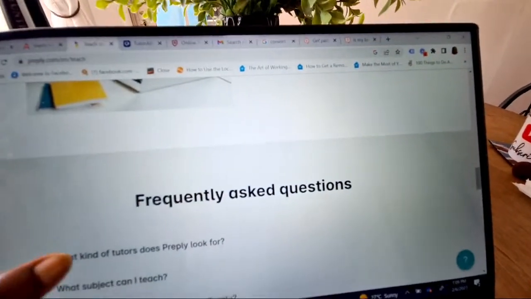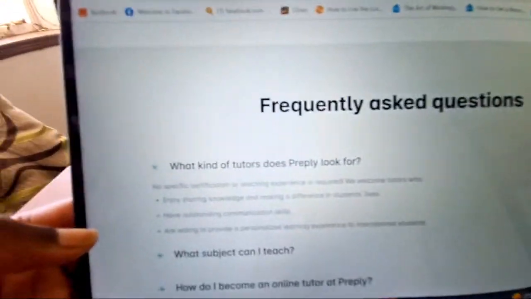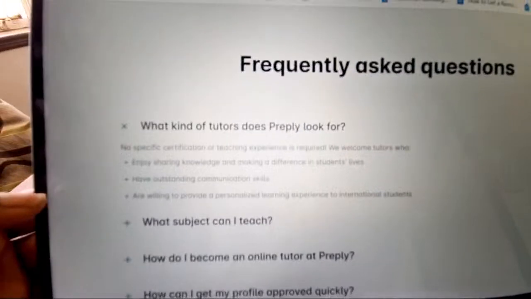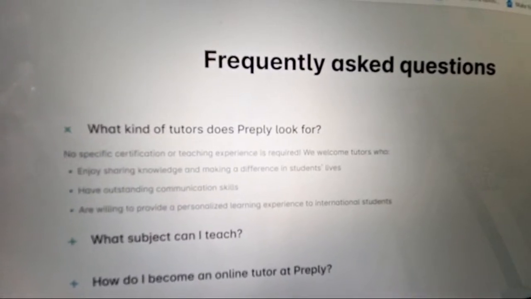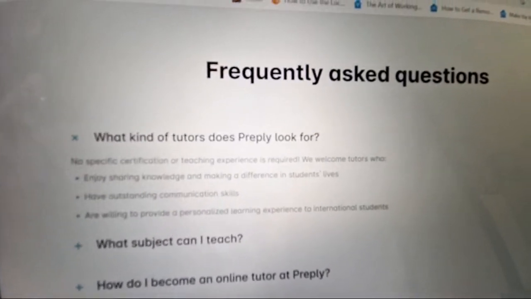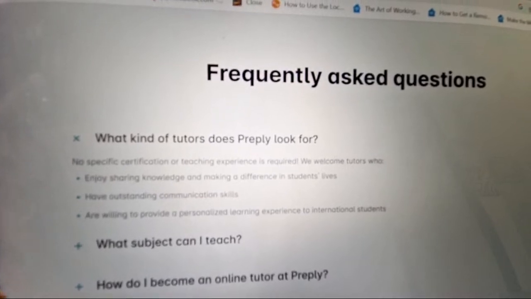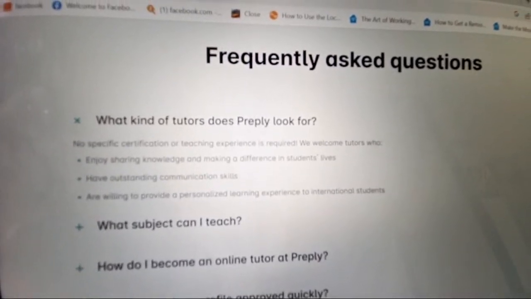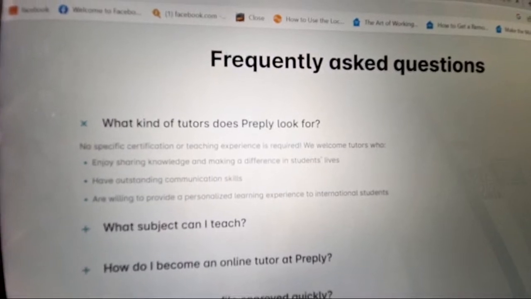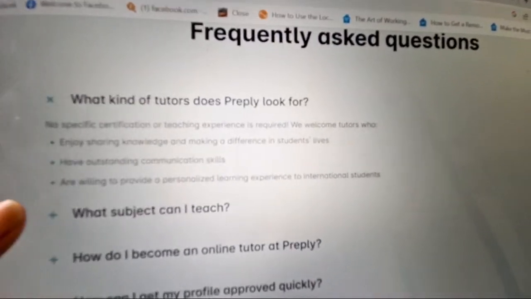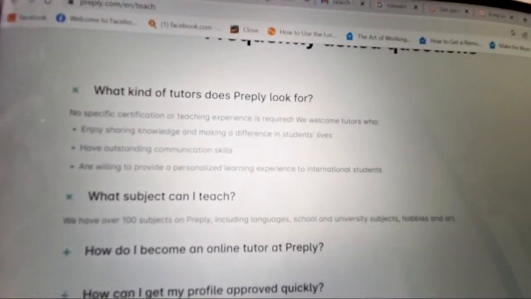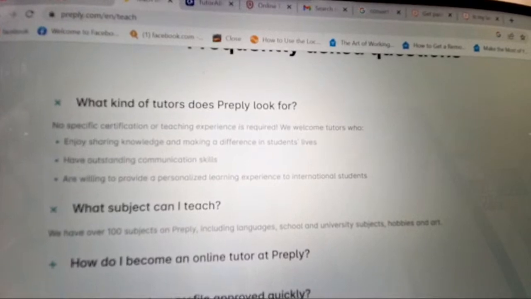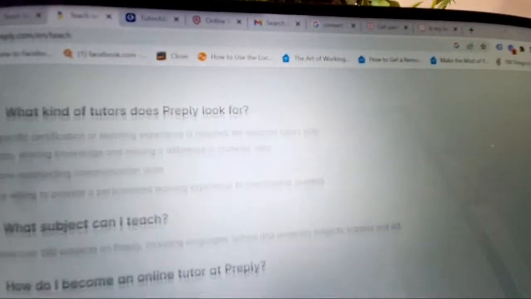Then there's this other one here, Preply. So what kind of tutors does Preply look for? You can see there's no specific certification or teaching experience required. They welcome tutors who enjoy sharing knowledge and making a difference in students' lives, have outstanding communication skills, and are willing to provide a personalized learning experience to international students. What subject can I teach? We have over 100 subjects on Preply, including languages, school and university subjects, hobbies, and art.